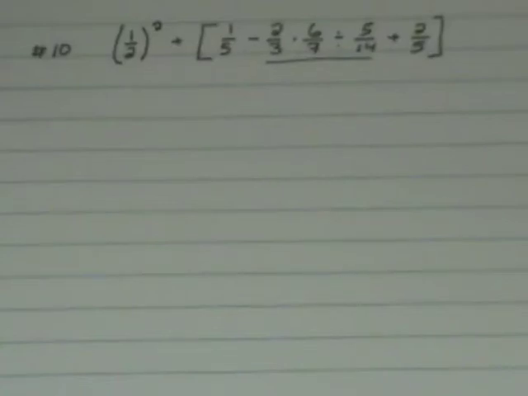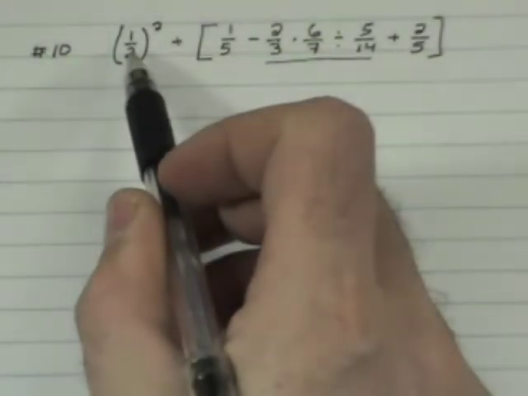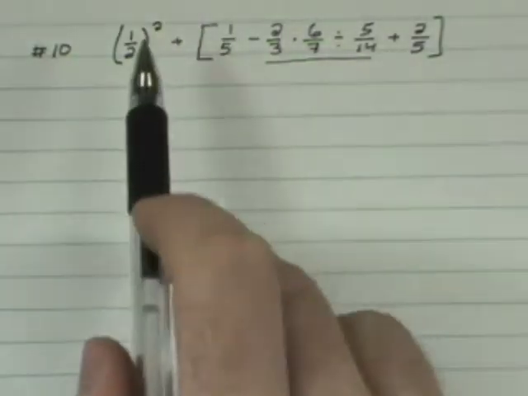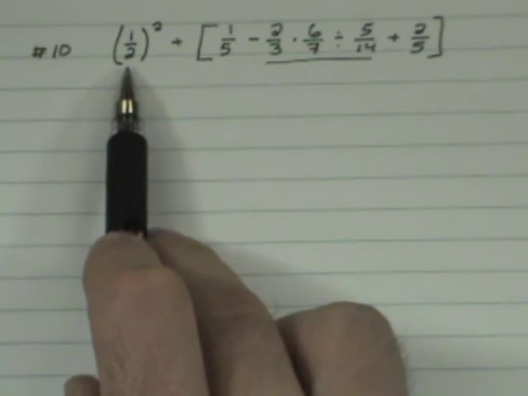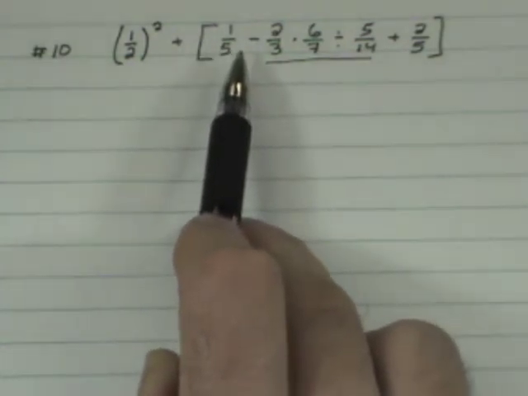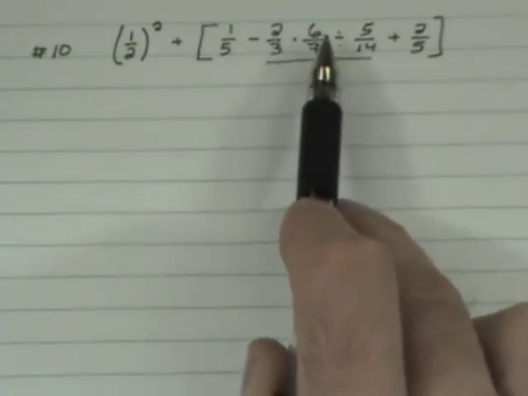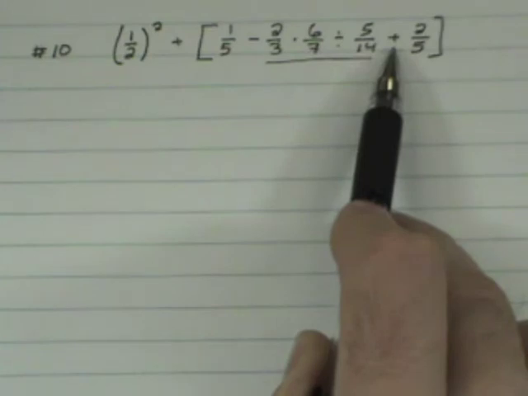This is number 10 from the order of operations. Well, in order to follow the order of operations, we would start with parentheses. In this first set of parentheses, there's nothing to do. So I jump to the second set of parentheses, and I have a choice to make. I can either do subtraction, multiplication, division, or addition.